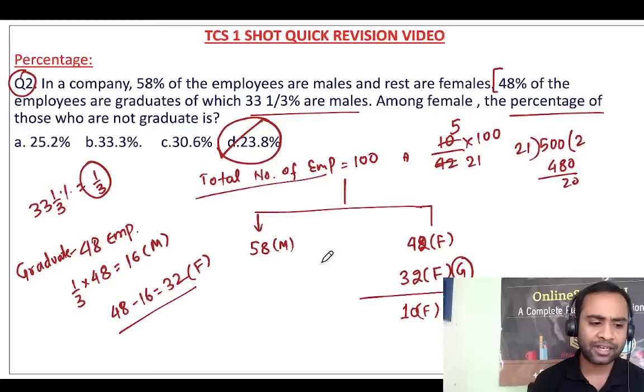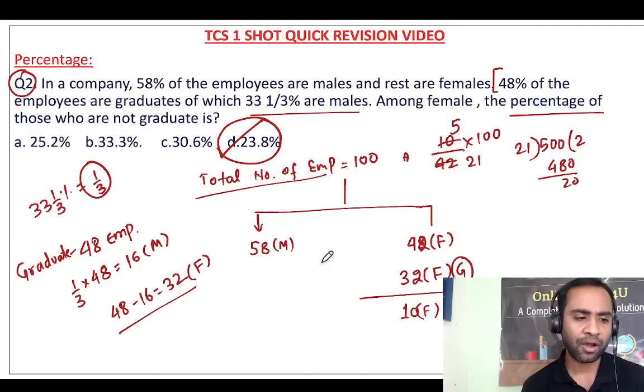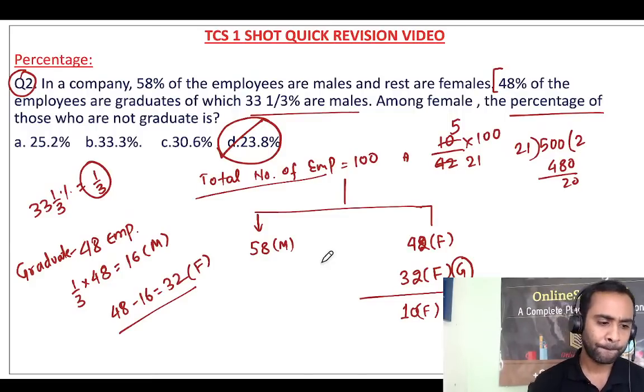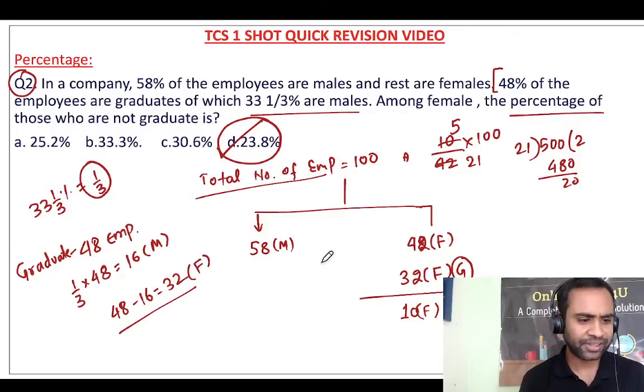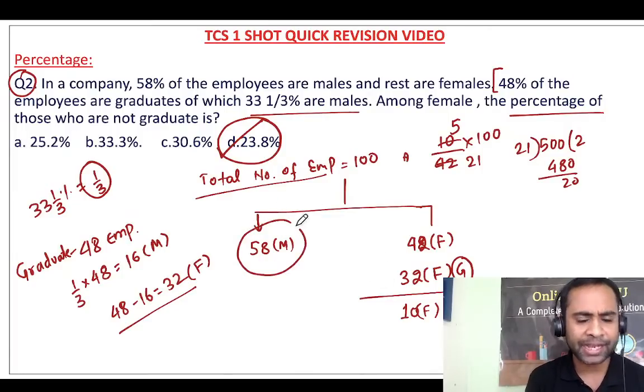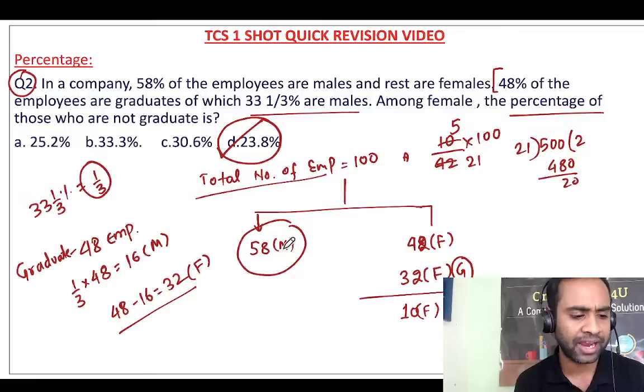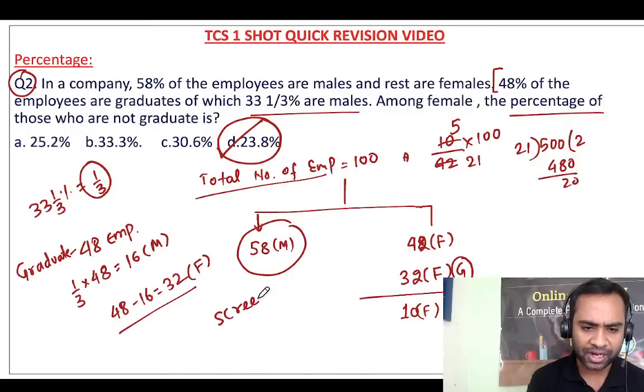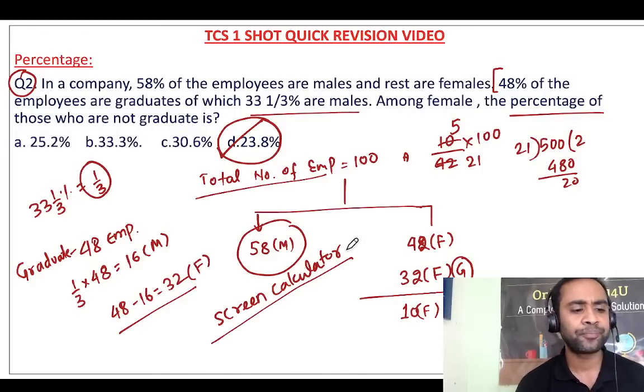Now please let me know if it is clear for you, right? Okay, is it clear for everyone? So this was a simple question, but definitely you have to go step by step and you will be easily able to do it, right? Okay, fine. Is there any screen calculator? Yes, you will be getting a screen calculator. There will be a screen calculator in the examination.